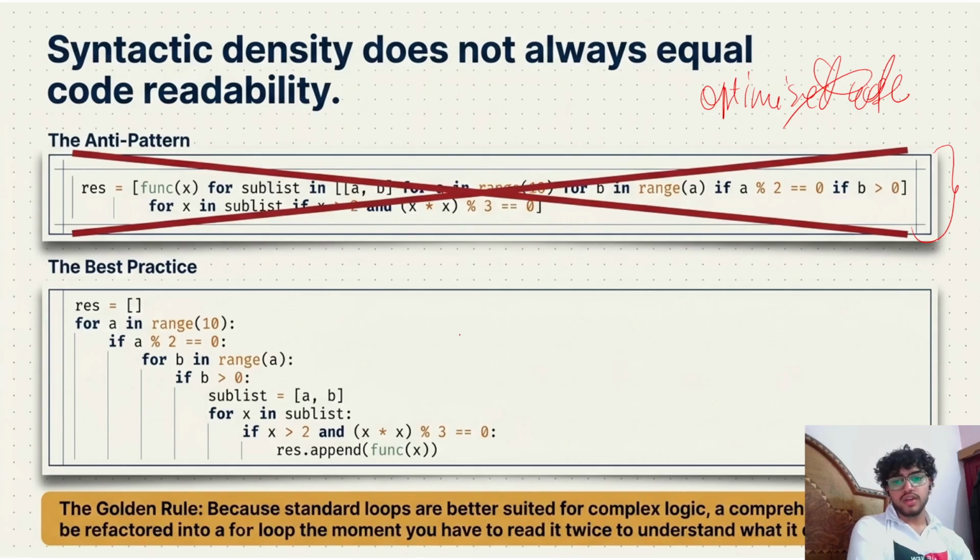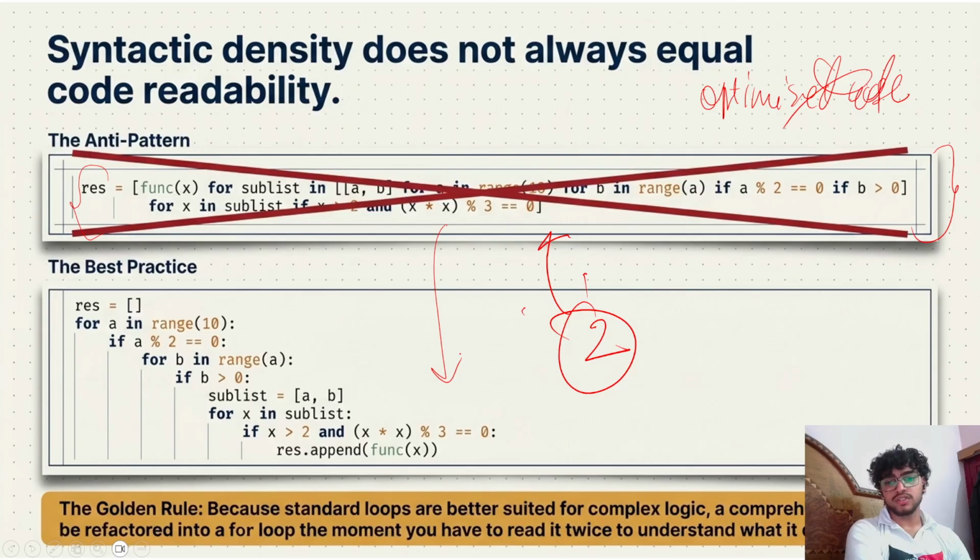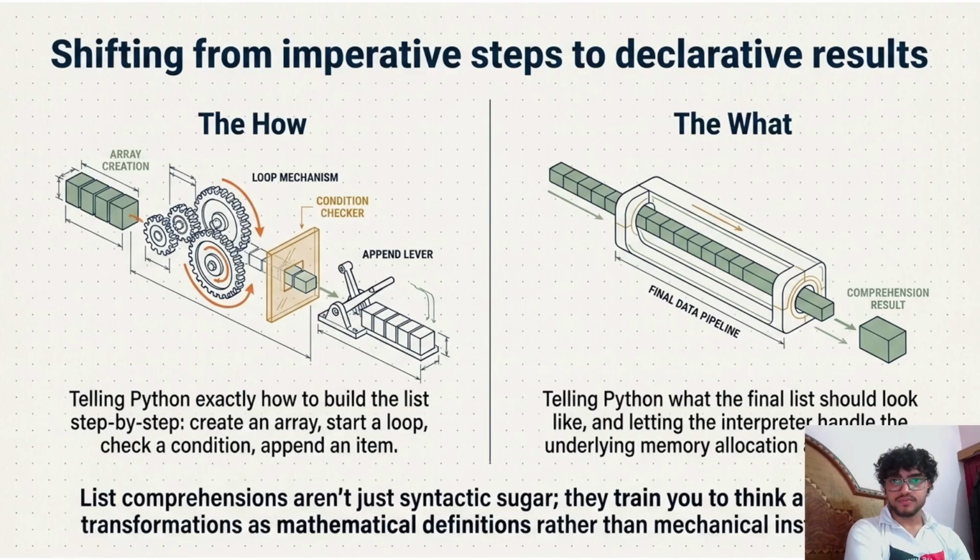This is not the truth. In reality, the golden rule is that because standard loops are better suited for complex logic, a comprehension should be refactored into a for loop the moment you have to read it twice to understand what it does. So if you are writing a large piece of code like this, there is just a simple rule you have to remember, written here. If you have to read the code twice to understand the list comprehension, then you should rather write the entire logic in a simple for loop rather than a comprehension.